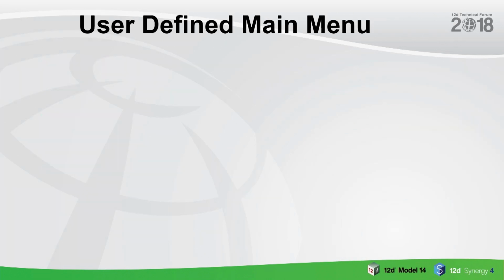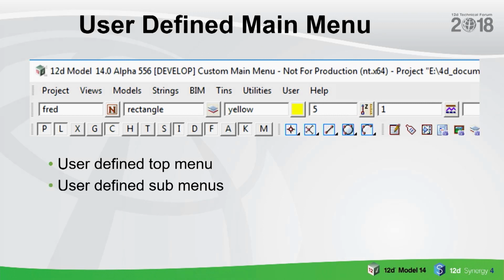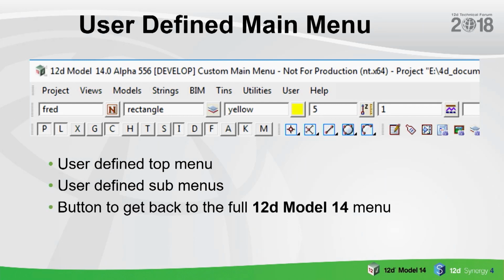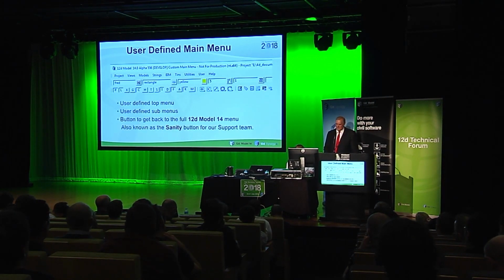Finally, because I'm a couple of minutes overdue, there's user-defined main menu. You can make up your own menu up the top. So you can have what you like up the top. I think you can call it what you like. You can have user-defined sub-menus. So you can make this thing look like whatever you want it to look like. There will be a button to get back to your full 12D Model 14. So we'll always be able to get back to our main menu, the way it looks and feels.